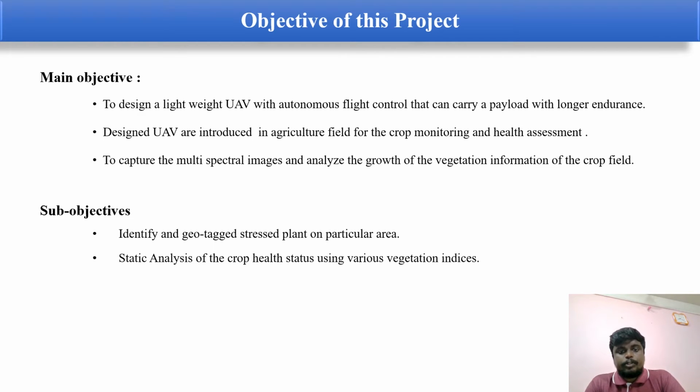Designed UAVs are introduced to the agriculture field for crop monitoring and health assessment, to capture multispectral images to analyze the growth and vegetation information of the crop field. So using the UAV mapping data, we can analyze the growth of the vegetation. The objectives are to identify and geotag plants in a particular area, and static analysis of the crop health status using various vegetation indices. Those vegetation indices are NDVI, SAVI, EVI, and GCI.